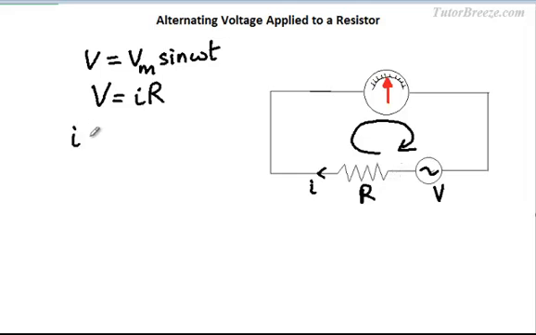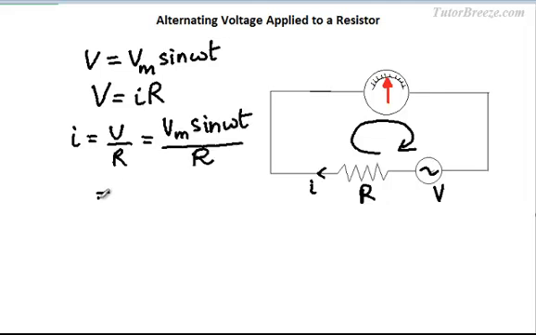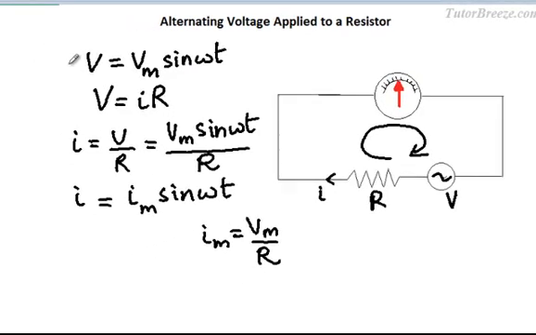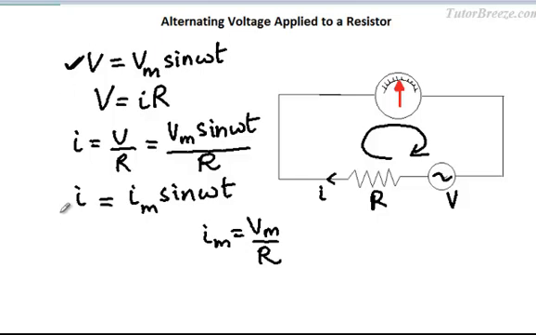Now I is equal to V over R, which is Vm over R times sine omega t. This can be written as Im sine omega t. So I is equal to Im sine omega t, where Im is equal to Vm over R. So you can see that for an alternating voltage over here, we get an alternating current which flows in the circuit, and the peak value for the alternating current is Im.